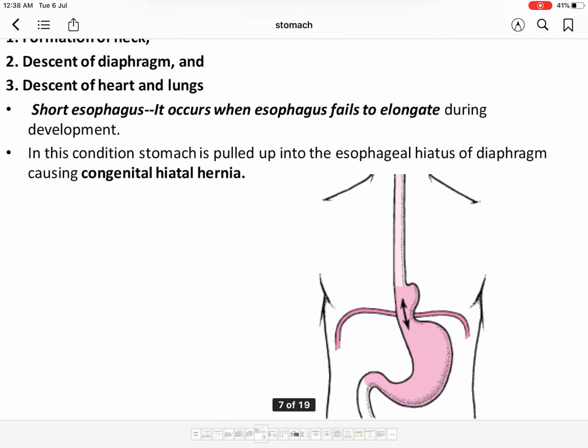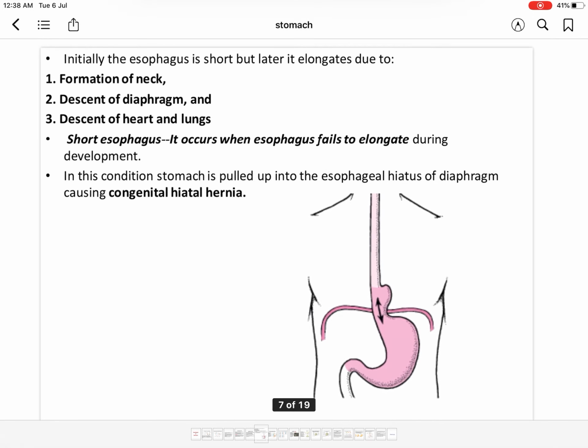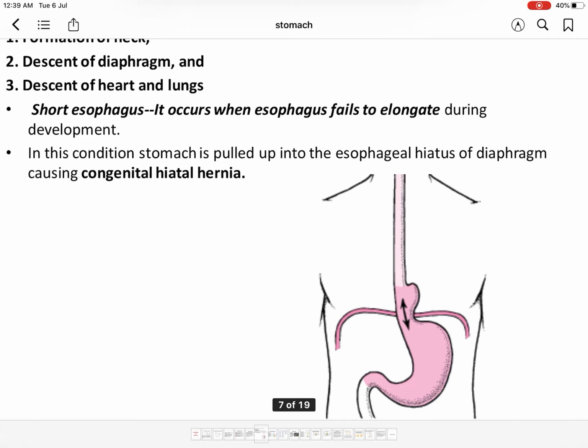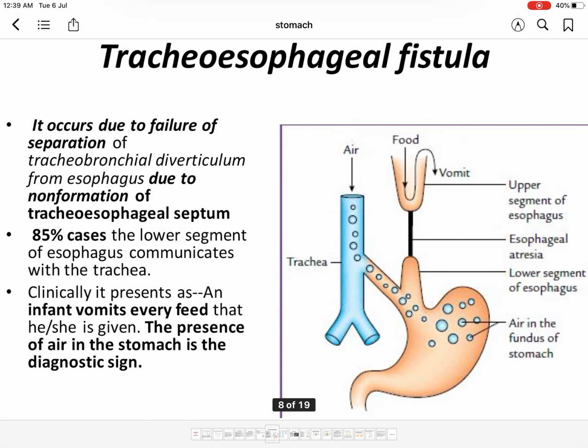Now initially the esophagus is short, but later it elongates due to formation of the neck and descent of the diaphragm, and also due to descent of the heart and lung. But in some conditions the esophagus fails to elongate, and this condition is called short esophagus. Because of the short esophagus, the stomach is pulled up into the esophageal hiatus of the diaphragm, causing congenital hiatal hernia.